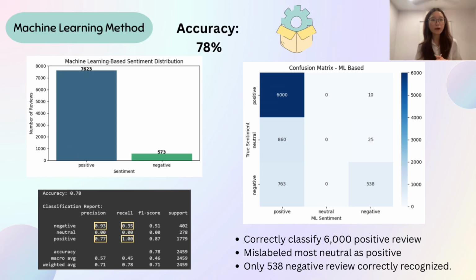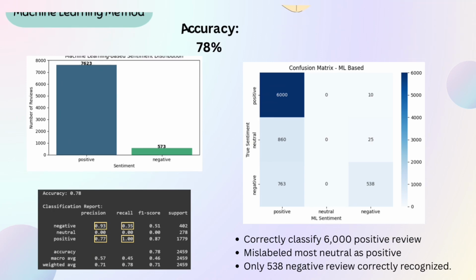The model performed well on positive reviews, with a precision of 0.77 and perfect recall of 1.0, meaning it correctly identified all positive cases. For negative reviews, precision was high at 0.93, but recall was low at 0.35, indicating it missed some negative instances. Neutral sentiment detection remains a challenge, with 0 precision and recall. The confusion matrix correctly classifies 6,000 positive reviews, but only 538 negative reviews were correctly recognized, often mislabeling them as positive.